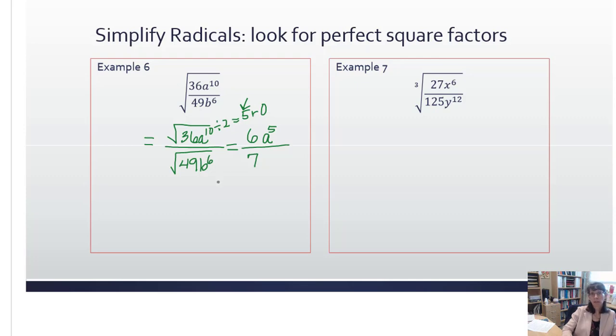I can use that same technique in the denominator with our base of b. 6 will be divided by the index of 2, and that leaves 3 remainder 0. So with our base of b, the exponent of 3 will clear, and there are no bases of b remaining under the radical. So my final answer is 6a to the 5th divided by 7b cubed.